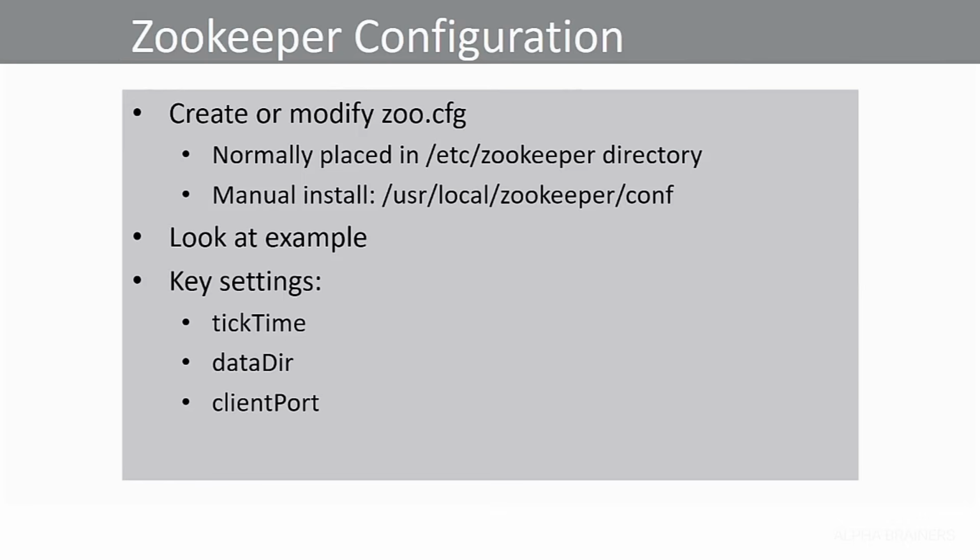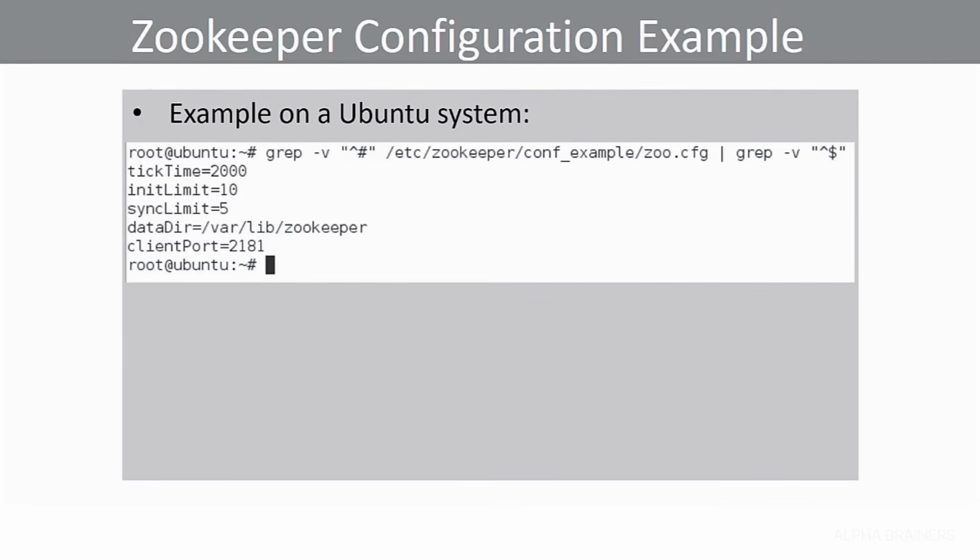Typically that's going to be a default value, but you can change it to something else if you want to. A typical example configuration file, like on my Ubuntu system, looks like the following. I use a grep command, by the way, to just show you the actual settings. There are some comments in the files as well, in fact a lot of comments, but by using that grep command, I was able to filter out all the comments and the blank lines to display just the settings.